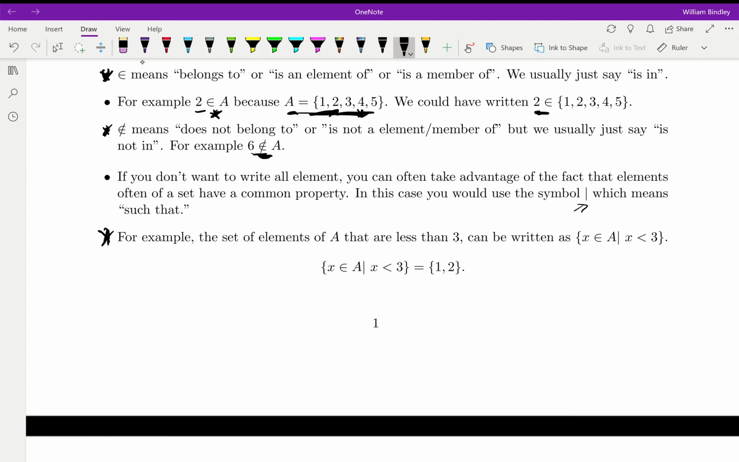So here's an example. The set of elements of A that are strictly less than 3 can be written like this here. This reads the set of all x in A such that x is less than 3, right? And if you recall that A was a set that contains 1, 2, 3, 4, and 5, look at that set and pull out all of the elements that are strictly less than 3. So that would be 1 and 2. So this set is equal to the set that contains 1 and 2, right?